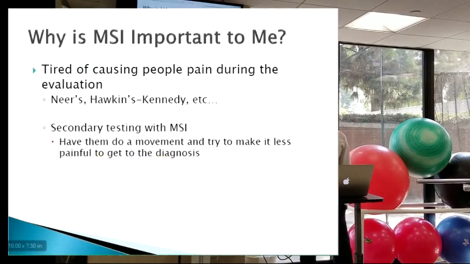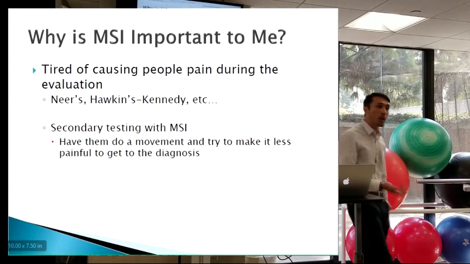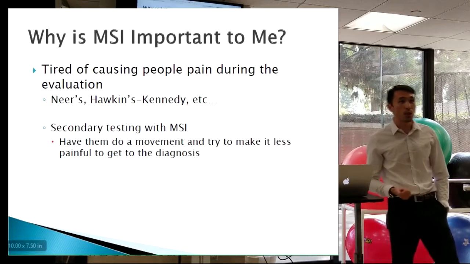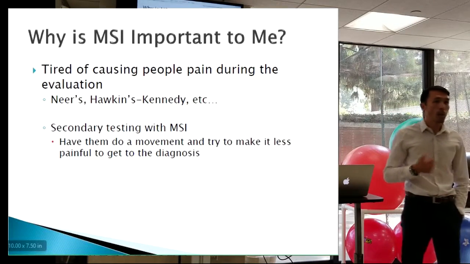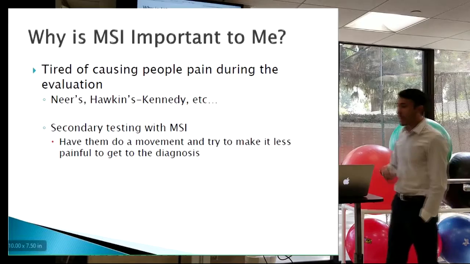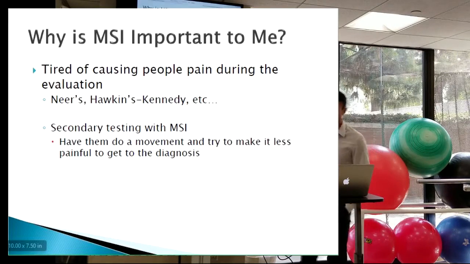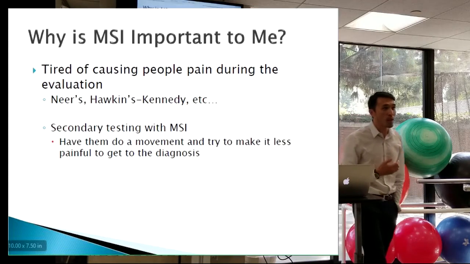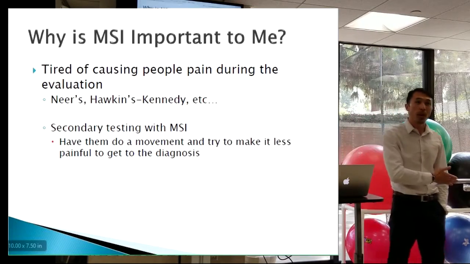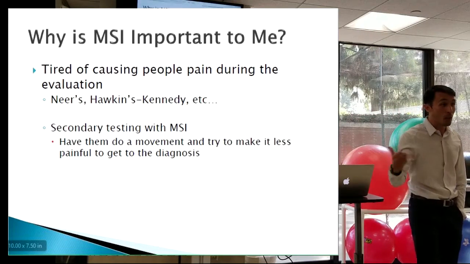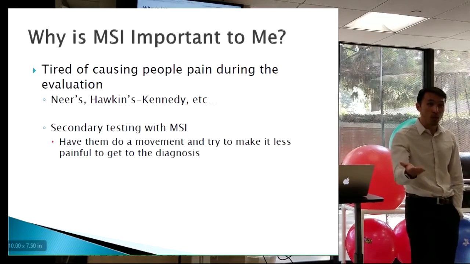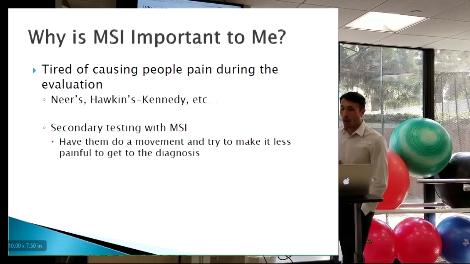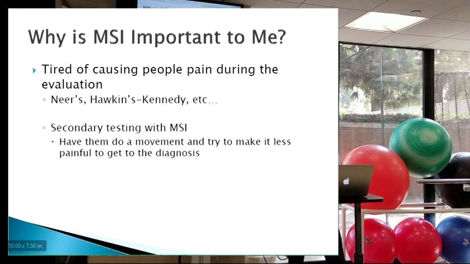So going back to what I said earlier, tired of causing people pain, because all of our special tests to see what tissue source is the problem are all pain-provoking, right? And then you get the patient that comes in and goes, okay, well, I have shoulder pain. You do all the impingement tests, and you say, well, you have impingement because I reproduced your pain. They'll go, well, I already know I have pain with these things. You didn't have to do it to me. I could have just told you, right? I want to know what you can do to make me feel better, is what patients will tell you.